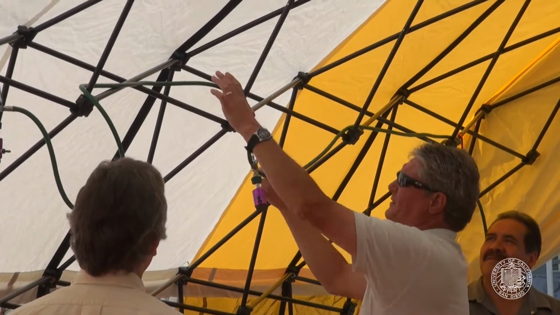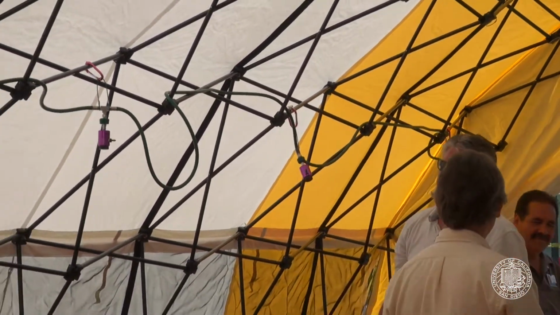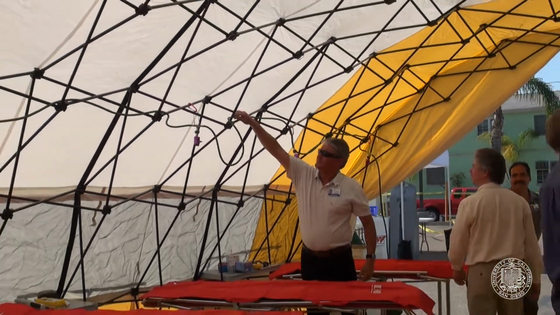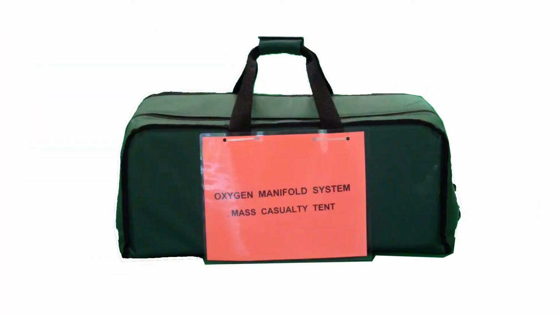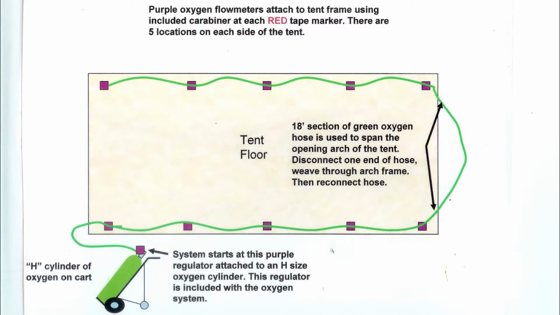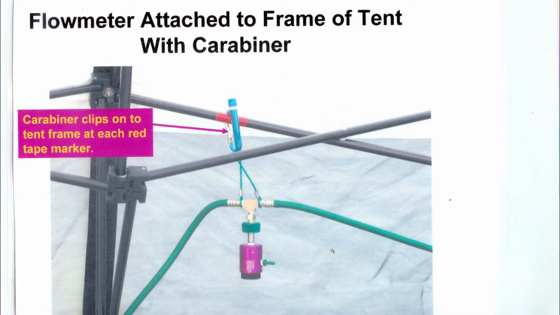The entire gas system, all those flow meters and the regulator, are pre-assembled and kept in a green duffel bag, labeled as such, and it contains an instruction sheet with a very simple drawing on how this is laid out in the tent.